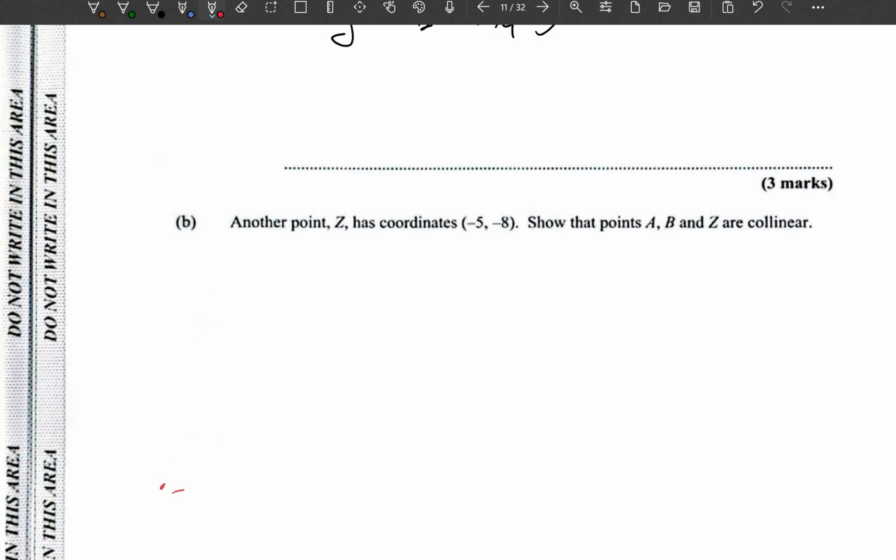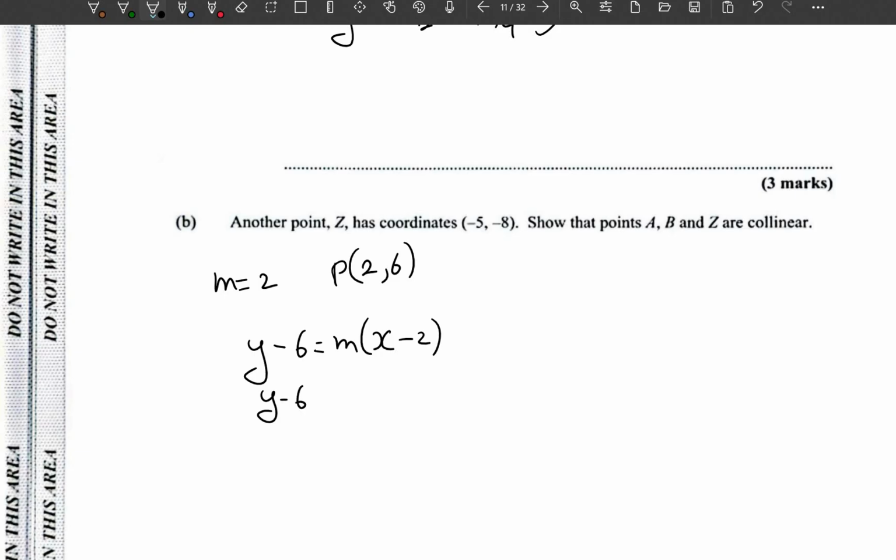Let's get the equation of AB. The gradient was 2. 1 point on the line was 2 and 6. So we have y minus y1, which is 6, is equal to m into x minus x1, which is 2. So y minus 6 is equal to, and m was 2, that's going to be 2x minus 4. Therefore, y would be 2x, and we add 6 to both sides, 2x plus 2.